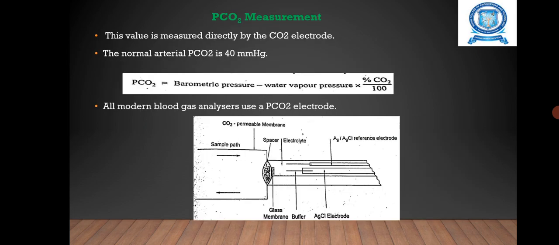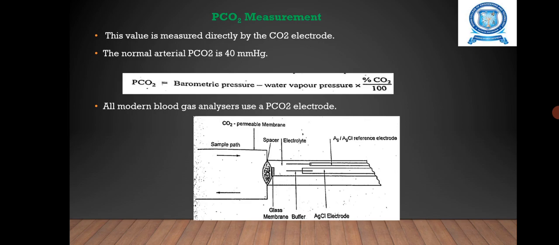Next we are going to learn the PCO2 measurement. This value is measured directly by the CO2 electrode. An increased PCO2 is often the result of acute, chronic or impending respiratory failure. Here the normal arterial PCO2 is 40 mmHg. The process is expressed as PCO2 equals barometric pressure minus water vapor pressure, times percentage CO2, divided by 100. So the electrode is a modified pH electrode.